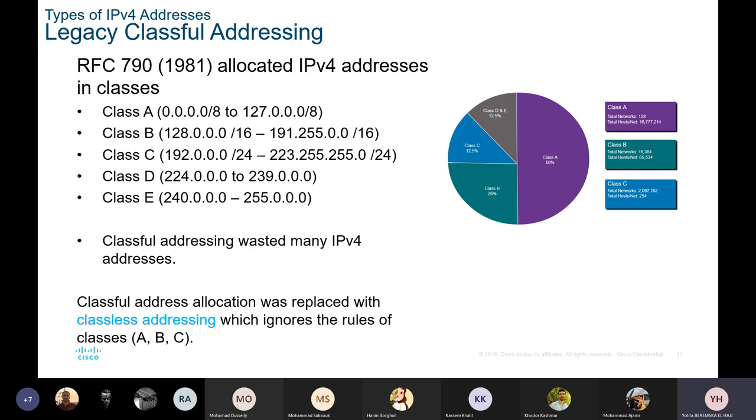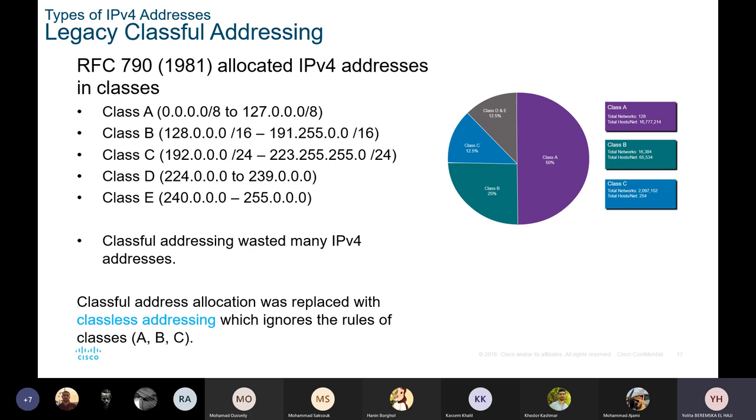Next is class C. In class C, the first octet has the first two bits as ones. So we have two ones and after that six zeros, which is 192. The class C range ends with 223.255.255.0. Of course, the prefix is 24. It means that the first three octets are given to the network address. Class D is usually a range from 224 to 239, which is mainly for multicast groups. They are used for multicast groups for user applications and also for some protocols. We're going to study this later.